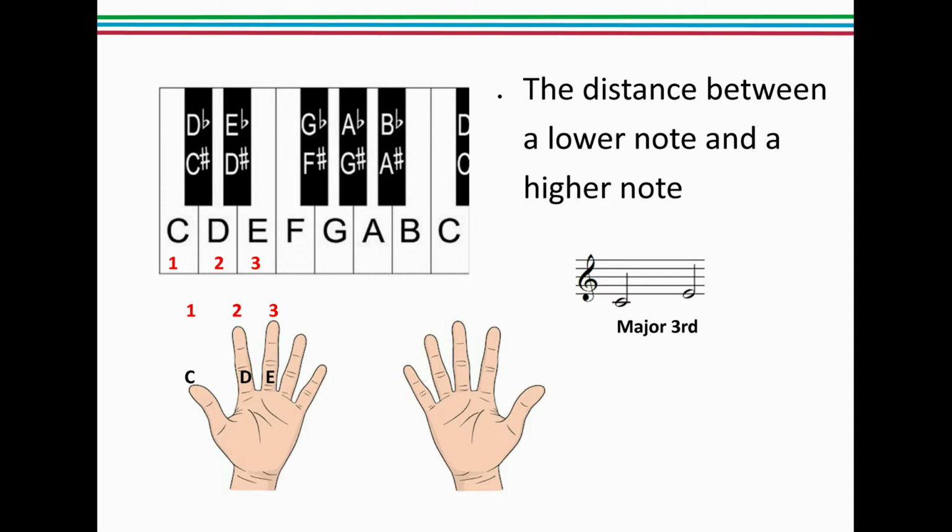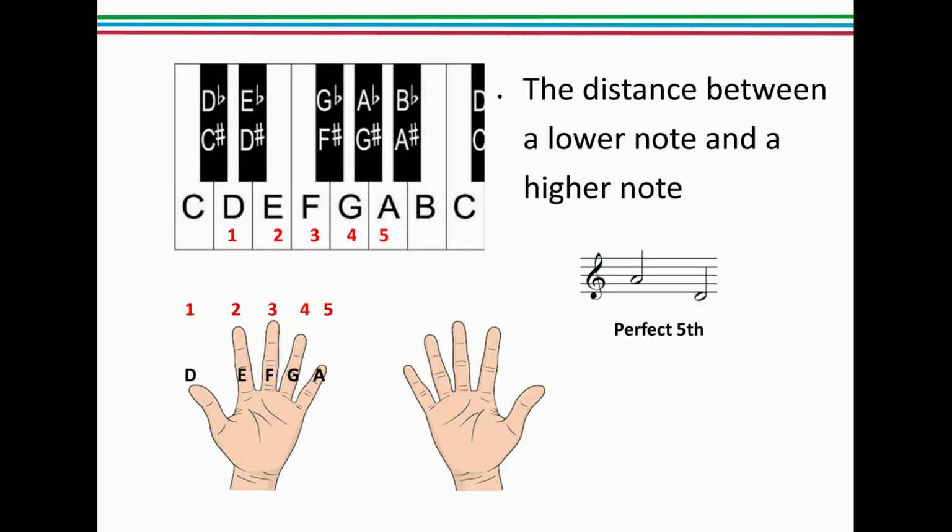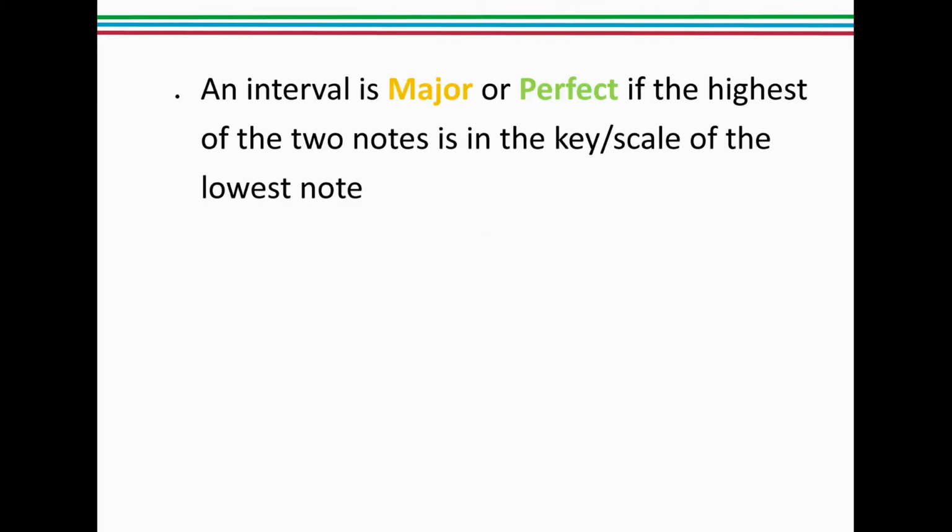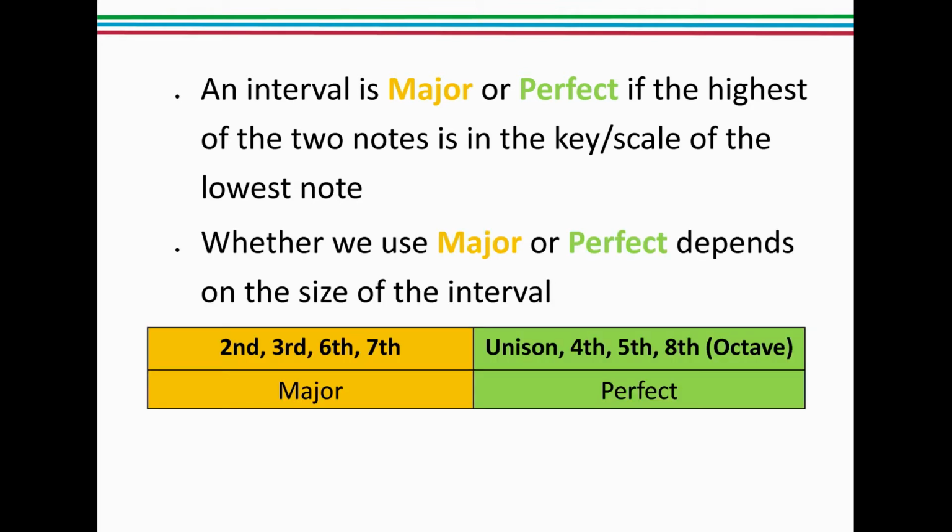What we learned in the last video was that we can now use a word as well as a number to describe an interval. So there you can see a major third, C to E is a major third, D to A is a perfect fifth. We learned that we used major or perfect if the highest of the two notes in the interval was in the key or the scale of the lowest note. We learned that we used major if it was a second, a third, a sixth or a seventh, the size of the interval. If it was a unison, a fourth, a fifth or an octave, an eighth, we were using perfect.